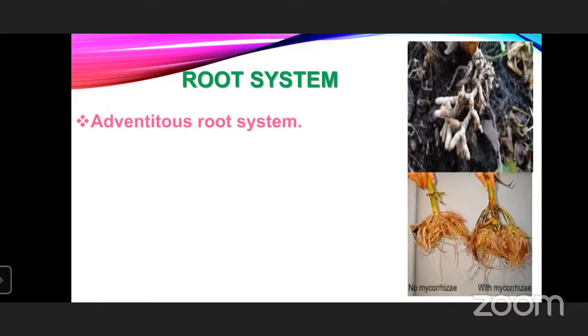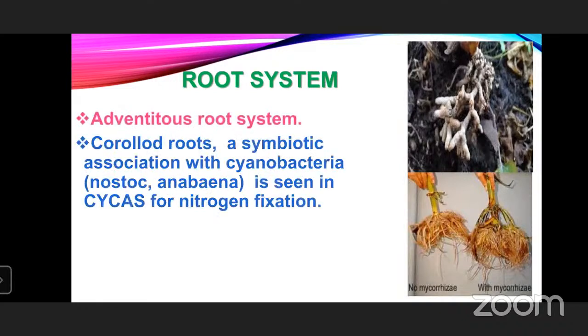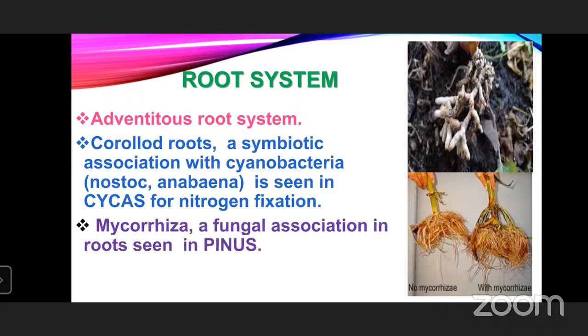Let us discuss the root system in gymnosperms. Adventitious roots are present in some gymnosperms. So in gymnosperms, an adventitious root system is present. And in some plants, coralloidal roots are present. Coralloidal roots are present in Cycas plant.